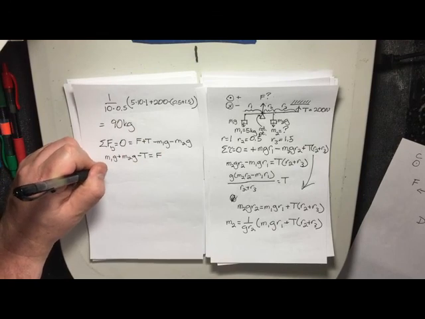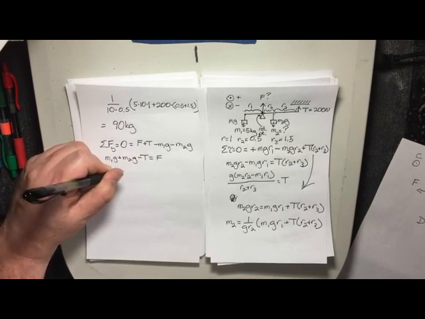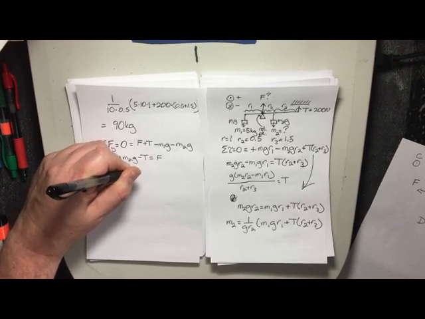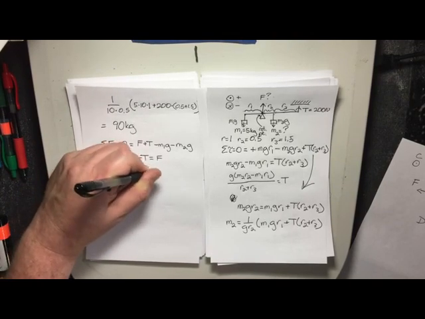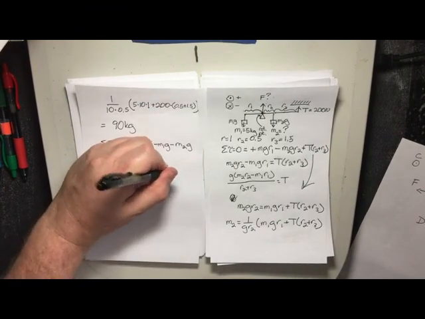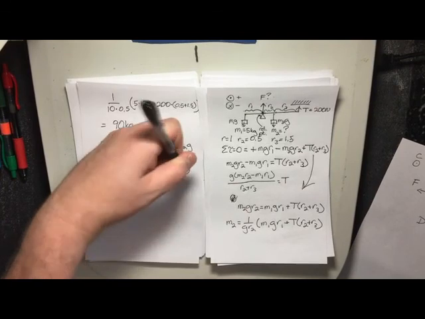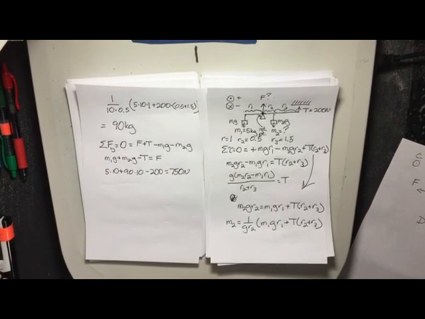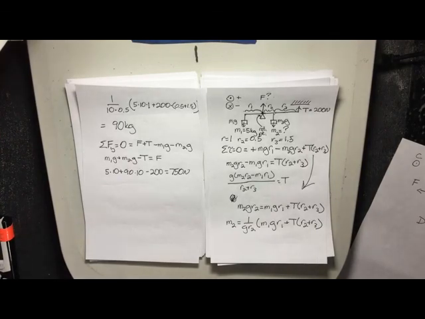So this is 5 times 10 plus 90 times 10 minus 200. And that gives us 750. And so we get 750 newtons. And so that's how you do a torque bar problem.